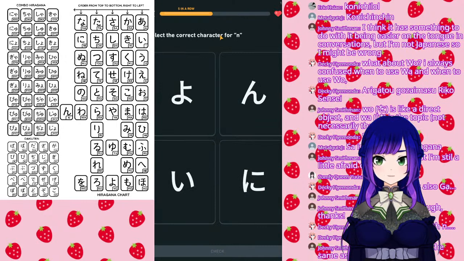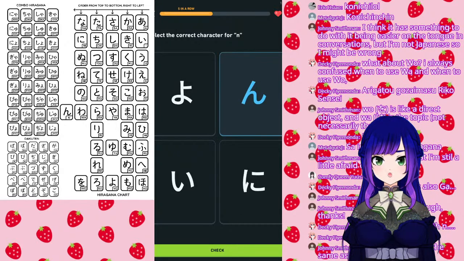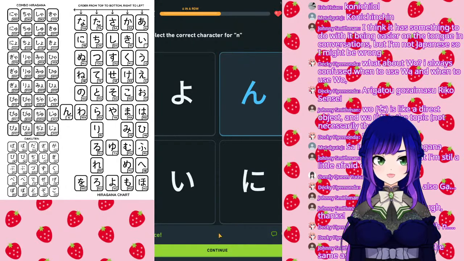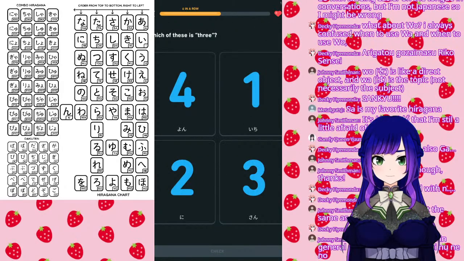Select the correct character. So, in Shiritori, ん isn't the same as な に ぬ ね の. Yes, that's true. Like I said, some words may start with ん, but basically there's no word that starts with ん. But with な に ぬ ね の, there's a lot of words that start from them. Actually, in Japanese in general, ん isn't the same as な に ぬ ね の. It's a completely different category. Like you can see on the hiragana chart, ん comes the very last, right? It's not in the same category as な に ぬ ね の, even though it's the same N sound.